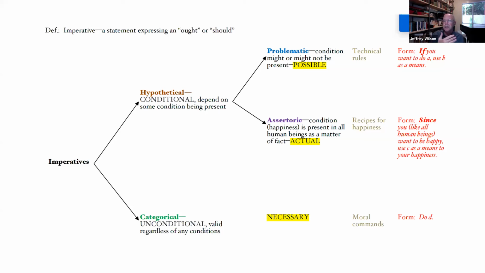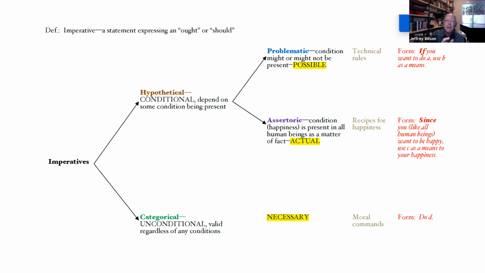And of course, you can predict that. Kant is going to say the moral imperative has to be the categorical imperative because it has to be universal and necessary. So you see that for Kant, moral commands are unconditional, therefore categorical. They simply say do D.